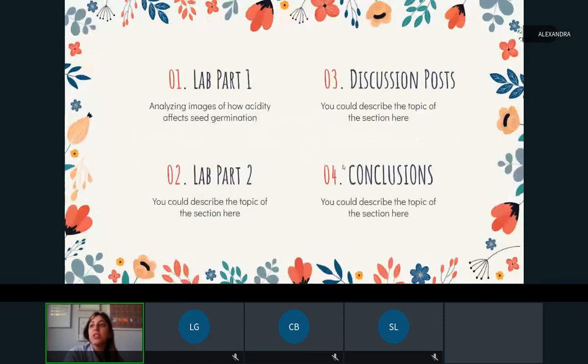So we're going to talk about the two different parts of the lab. 5.18 is lab part 1, and then lab part 2 is 5.19. And we're going to go ahead and talk these through. And then at the very end of this, there is a discussion post. We're going to talk about what to answer in that discussion post and how to earn full credit.